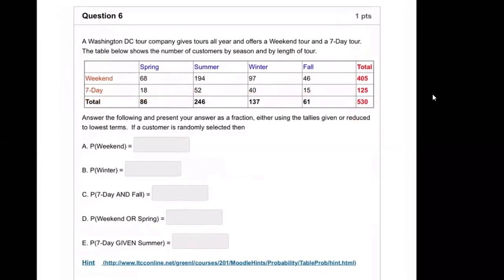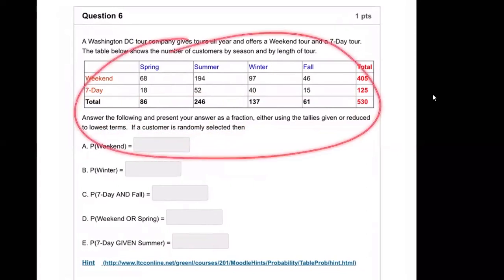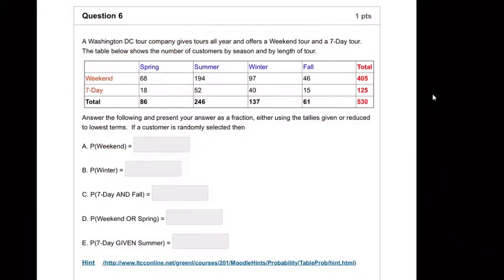So what do we got here now? Answer the following and present your answer as a fraction, either using the tallies given or reduced to lowest terms. If a customer is randomly selected, then the probability that they're going to be a weekend person. So if you grab somebody at random out of this table, what's the probability they're going to be somebody who took a weekend trip, instead of a 7-day trip?